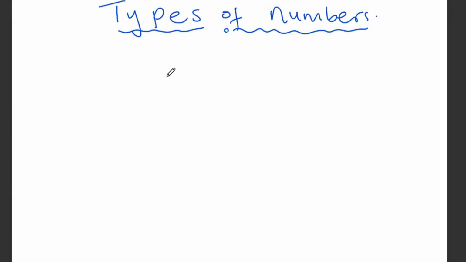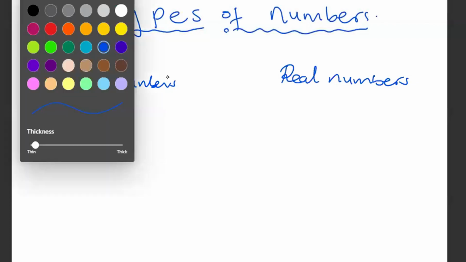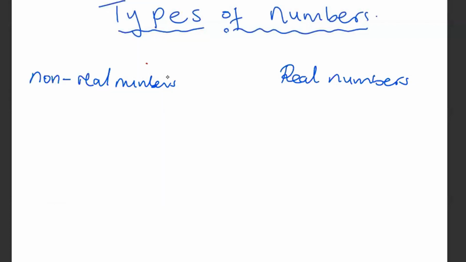So the number system is divided into two parts. We have what we call the non-real numbers, and then we also have what we call the real numbers. The non-real numbers, at our level, we're just going to identify them. We're not necessarily going to work with them or use them. So the aim at this point is just to identify that this is a non-real number.